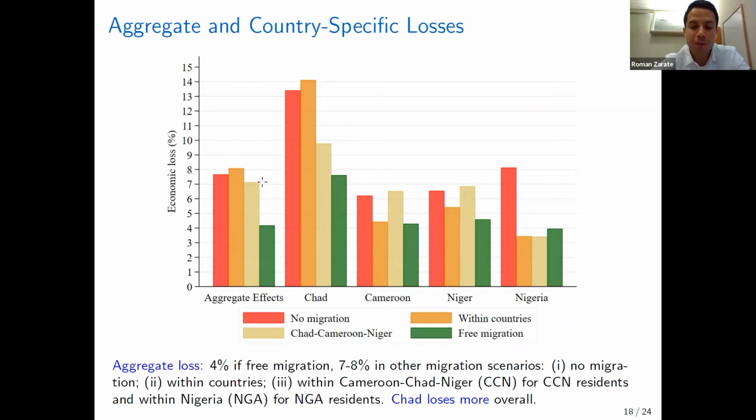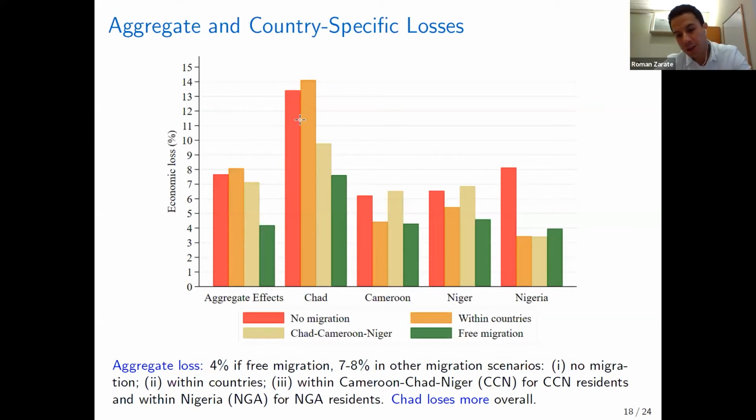Now, when there is complete free migration and people can actually move to Nigeria, and especially to the coast of Nigeria, the welfare losses of the lake are going to be much lower and are going to be approximately just half of the welfare losses in these 3 migration scenarios. So they are going to be just around 4%.